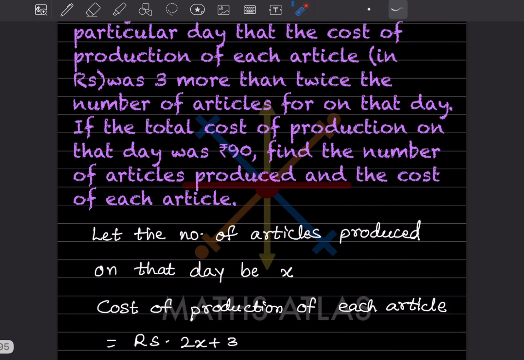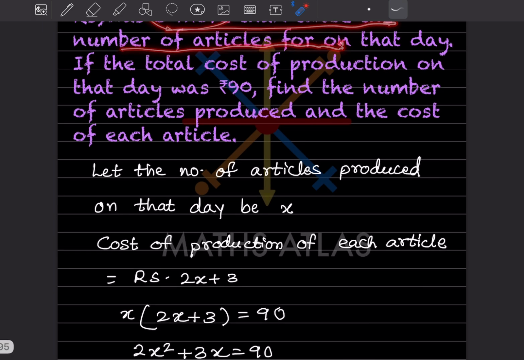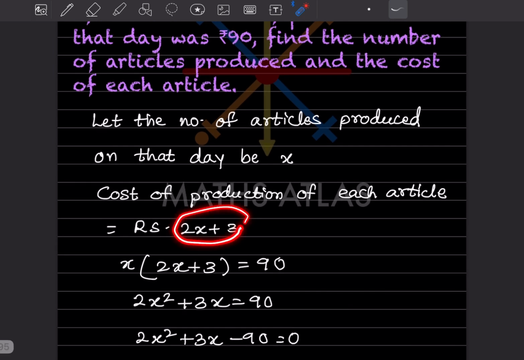And the cost of production of each article is going to be what? Here they said, it was observed that the cost of the production of an article was 3 more than twice the number of articles. Just look at this one. 3 more than twice of the articles. So we have considered the articles as x. So twice of that is going to be 2x, and 3 more means you are going to write here 2x plus 3. Twice x plus 3 more means plus 3.